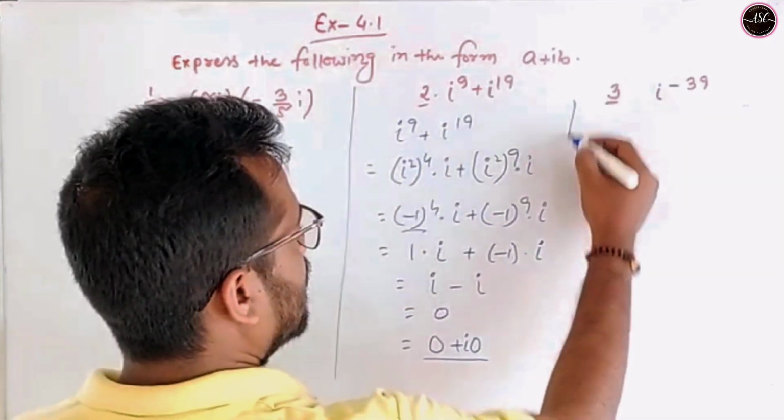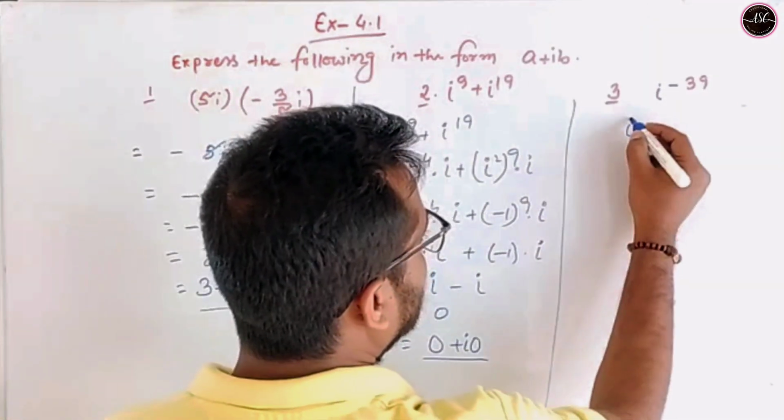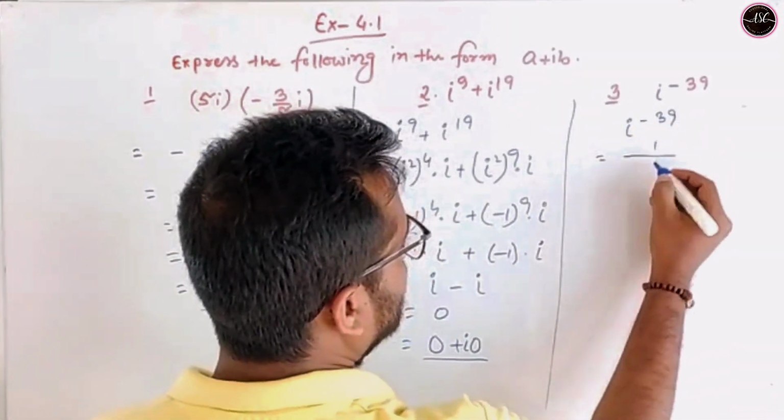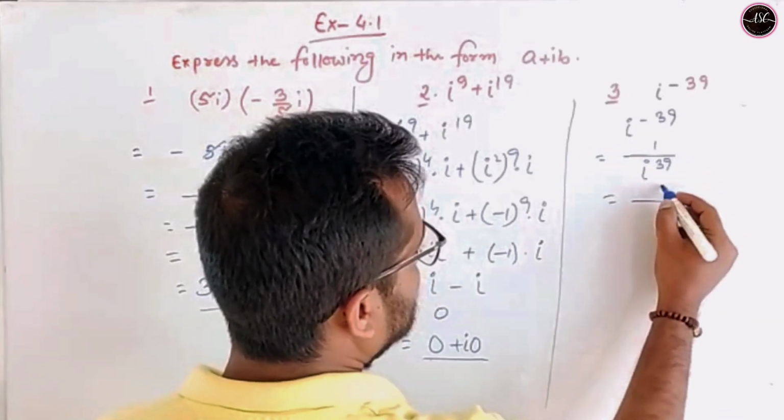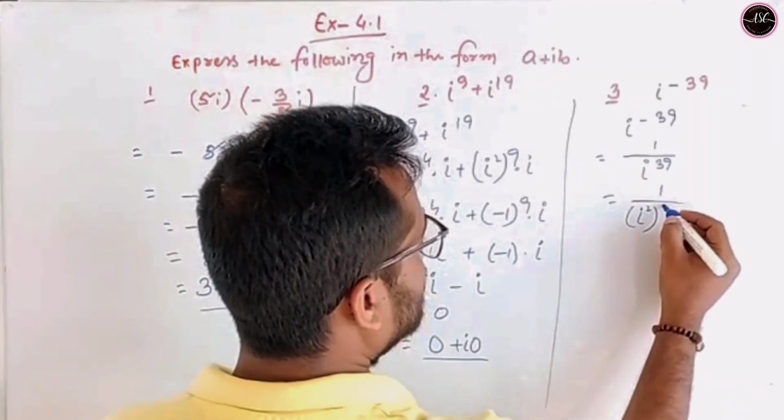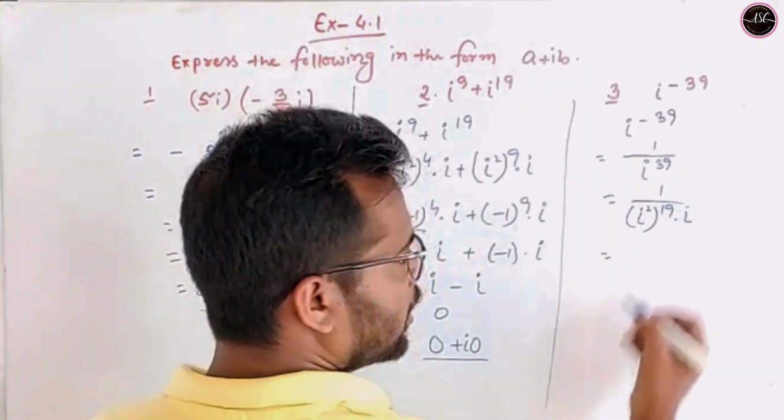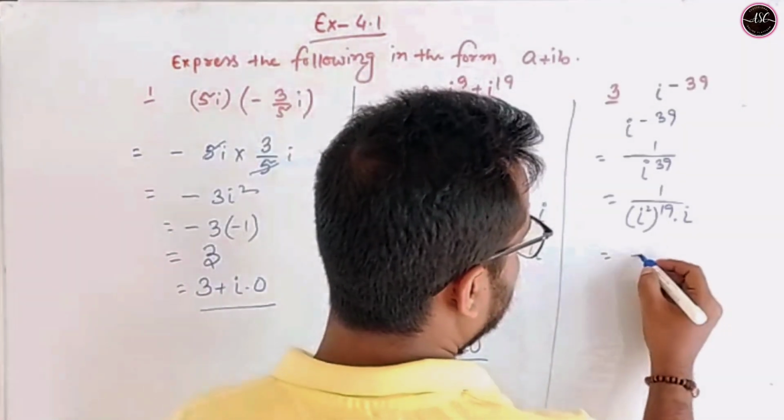Okay. And question number 3. Here i to the power minus 39 equal to 1 by i to the power 39. So here this can be written as i square to the power 19 dot i. The power is odd, so this will be minus 1.